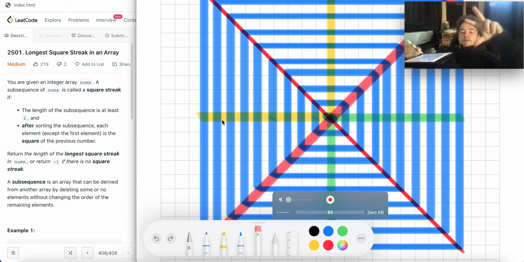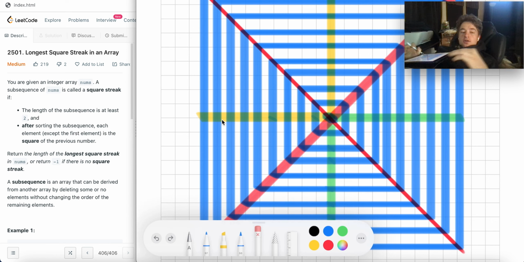Problem 2501. Longest square streak in an array.